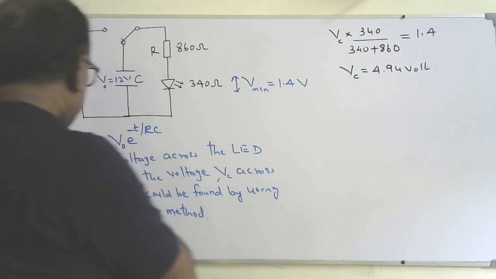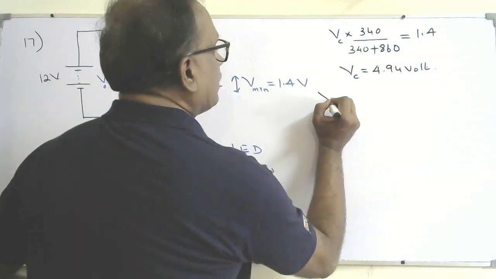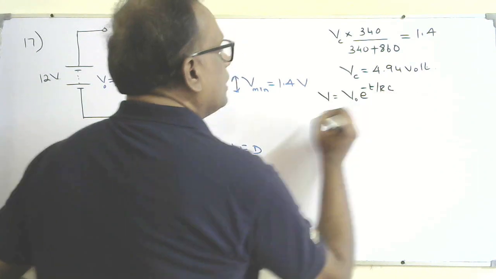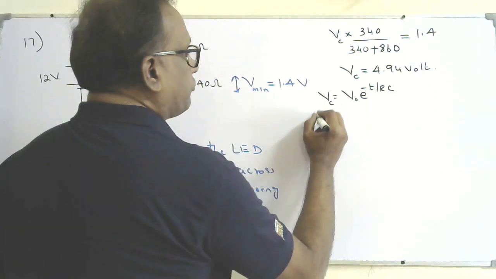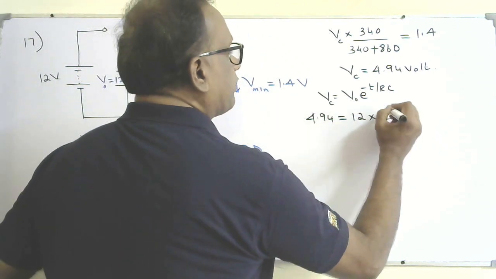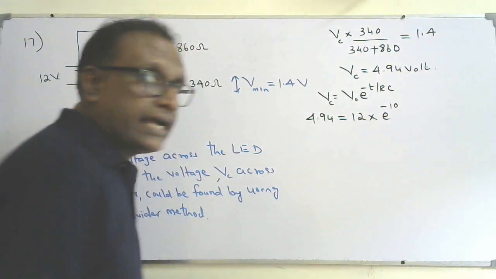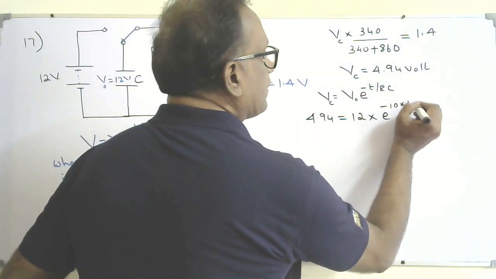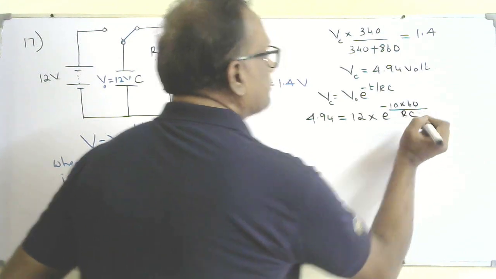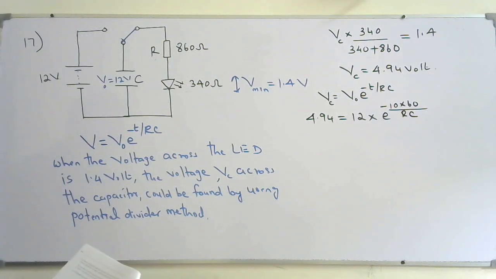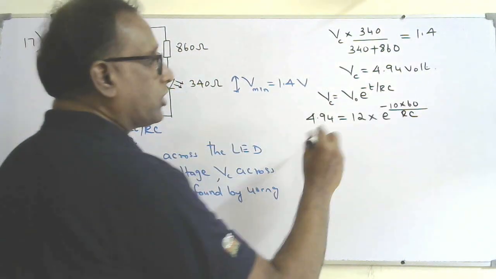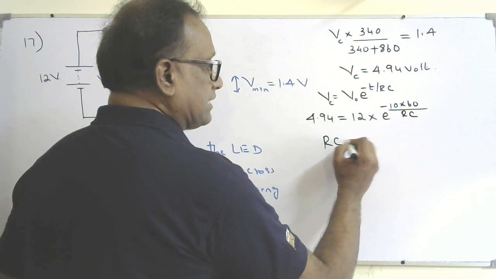So we'll use this equation V equals V naught e to the power minus t over RC. So V means VC, that is 4.94. V naught is 12, e to the power minus 10 is the minimum time, 10 into 60, over RC. We'll find the RC first. You will get RC by solving it. You know how to solve. Take both sides natural logarithm and solve. RC will become 676.